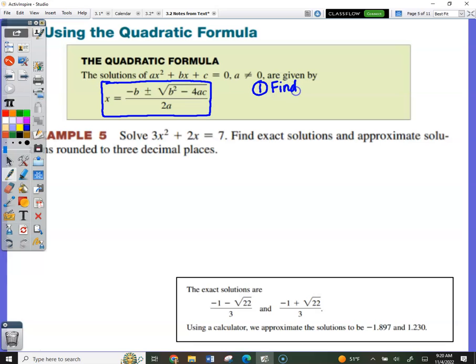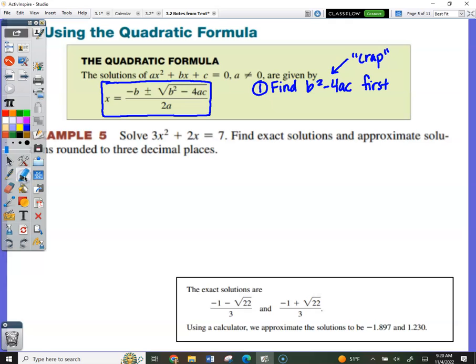Find b squared minus 4ac first. Now, you're going to hear me call this crap. Write it. I want you to write it. You're going to hear me say, find that crap first, which is what I mean. You might remember this, maybe. I don't know. Find b squared minus 4ac first.